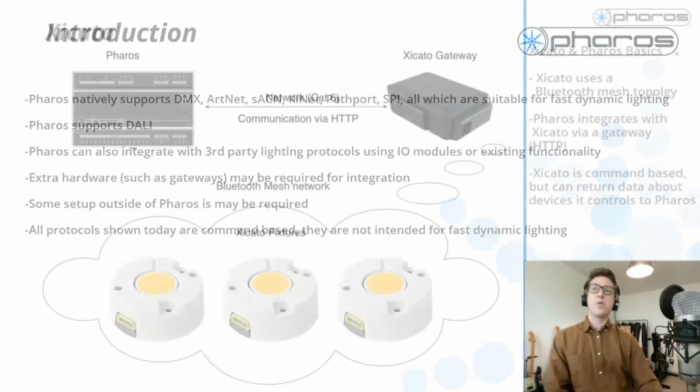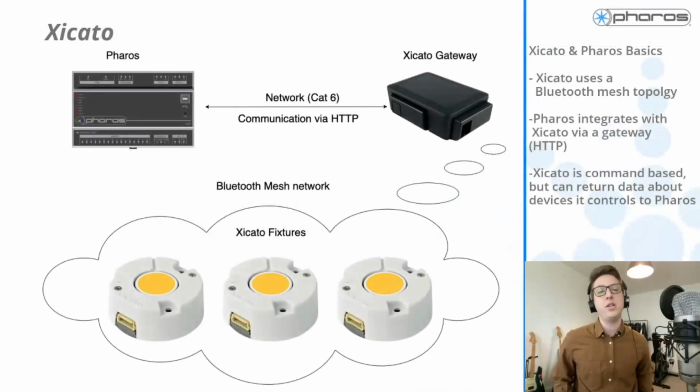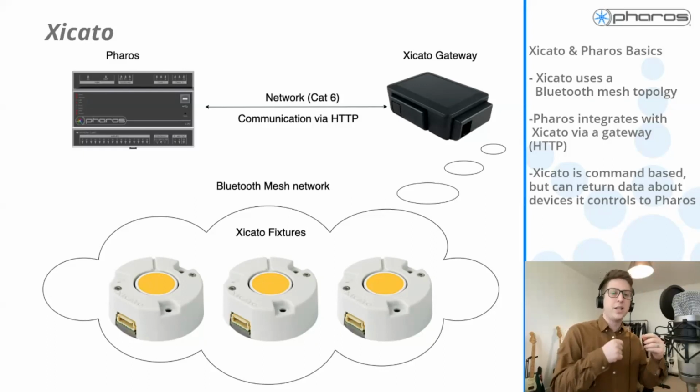So first of all, I want to look at Cicato. Cicato is a really interesting protocol. It uses a Bluetooth mesh topology. There's a couple of advantages to this. First of all, you don't have to run any data cables, which can potentially save on installation costs. Can be particularly useful for an easy installation, especially if you're working with something like a grade listed building. But also the Bluetooth mesh network is really, really good because it doesn't have a single point of failure.